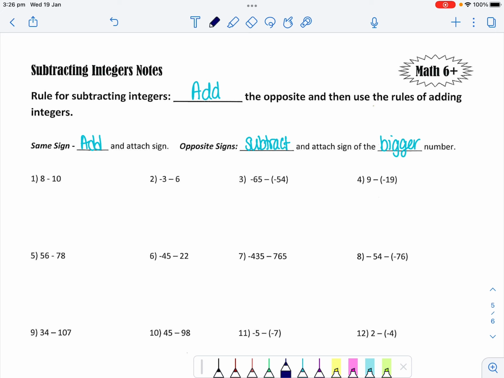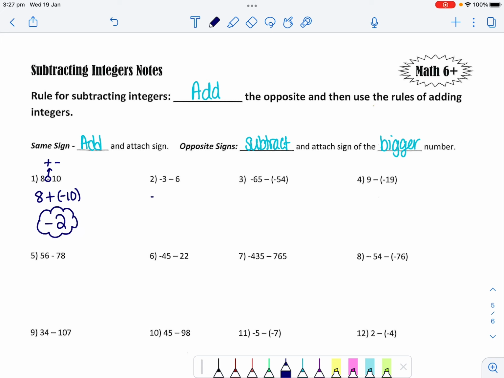So to show you what this is supposed to look like, I'm going to take this minus sign and turn it into plus a negative. So this is actually going to be 8 plus negative 10. And then it looks just like all of the addition problems that we were doing yesterday. So for 8 plus negative 10, I'm going to do 10 minus 8, which is 2. And then the 10 is bigger, so I'm going to make it a negative 2.